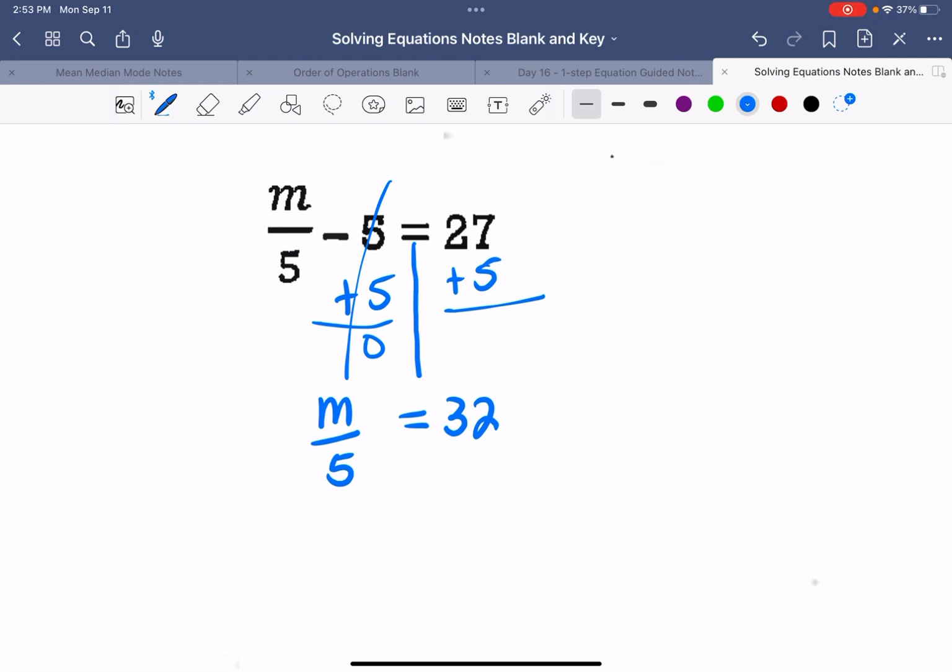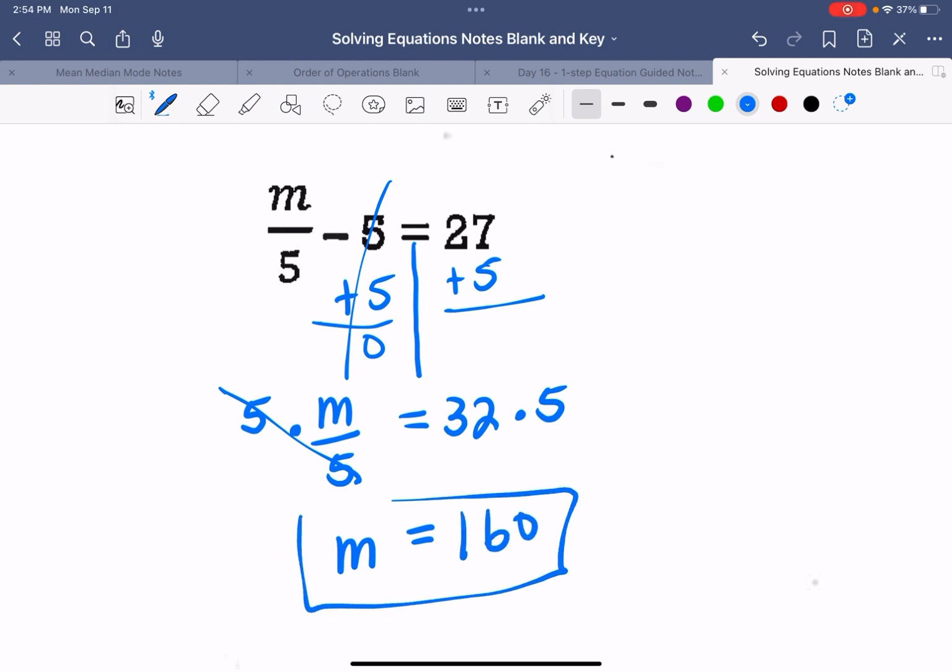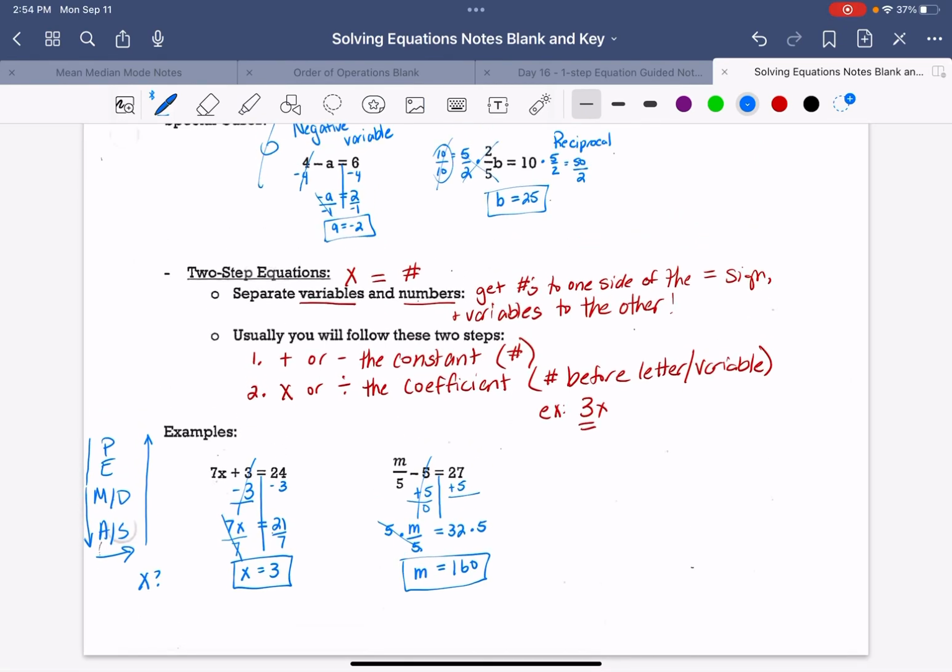All right, now I'm left with one more step because I need m by itself and I don't want this 5 here. How do I get rid of this 5? Well, since this is a division problem, I'm going to multiply both sides by 5, and these cancel out, become m equals, if you plug 32 times 5 into your calculator, you will get 160. Okay, so that was our first example of a 2-step equation.